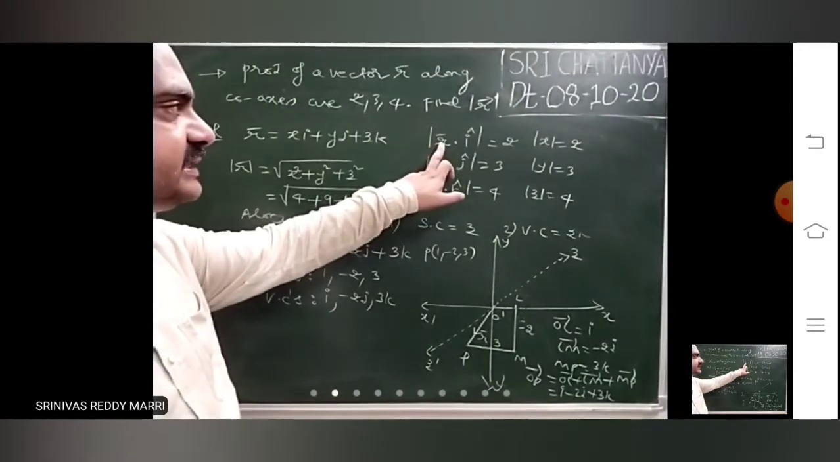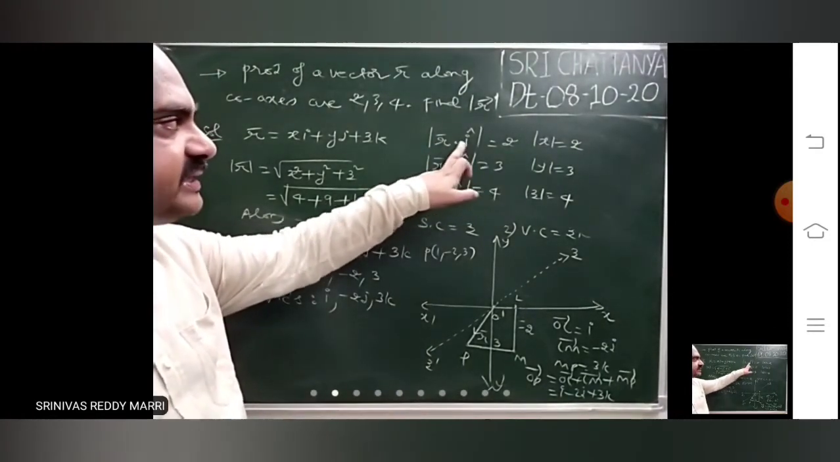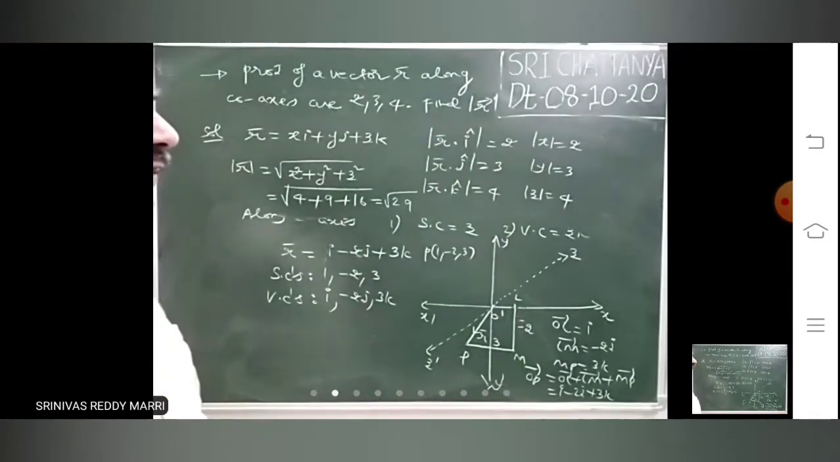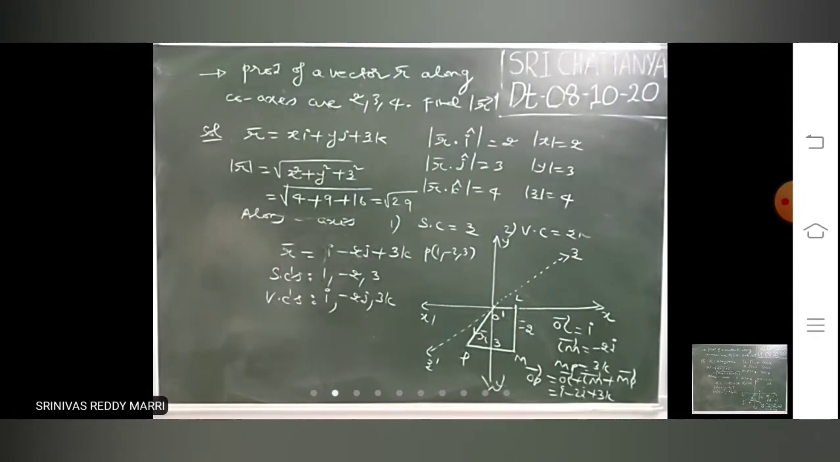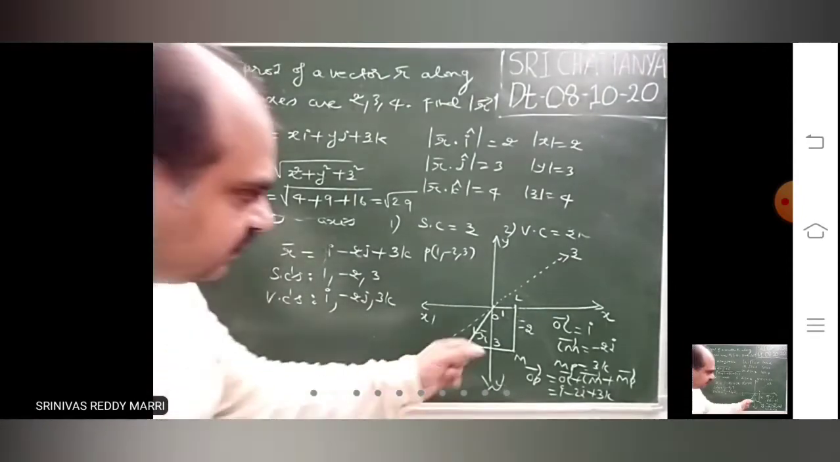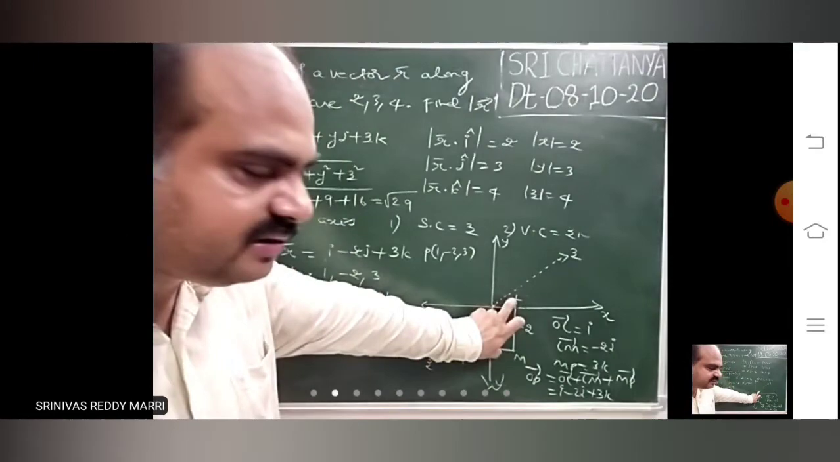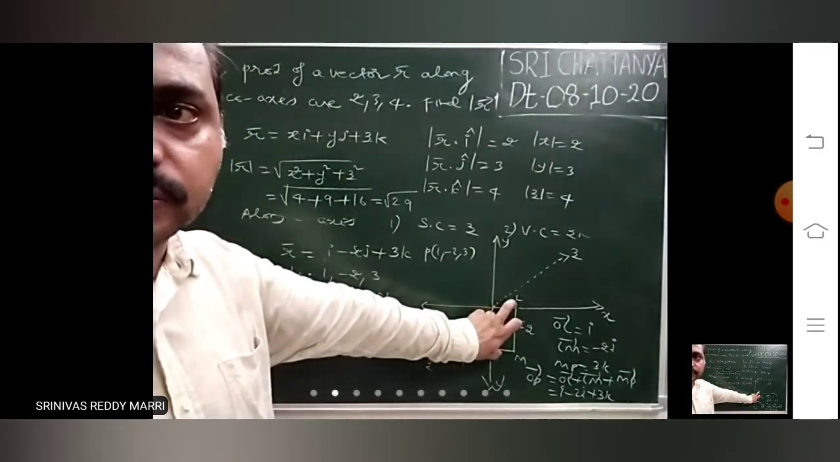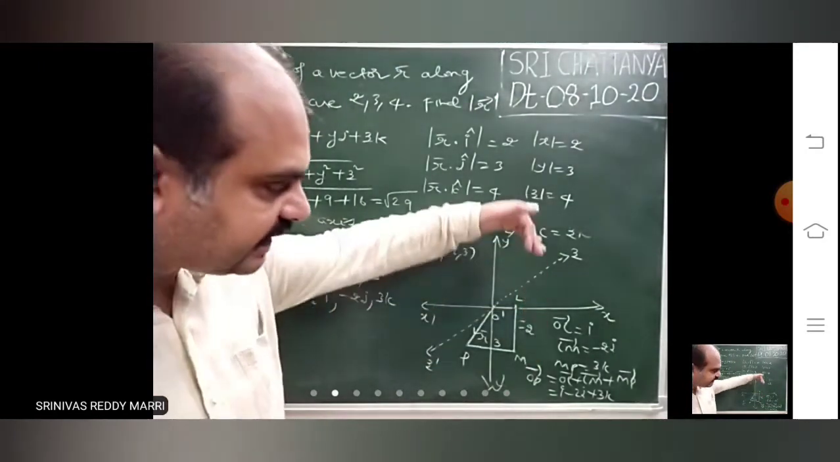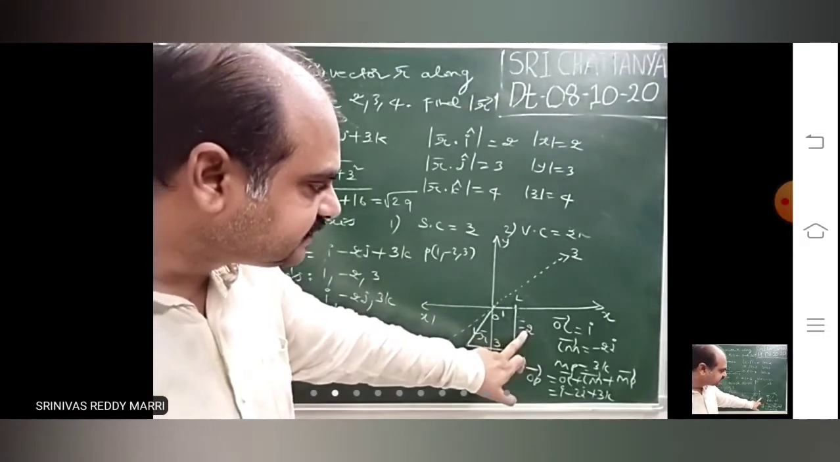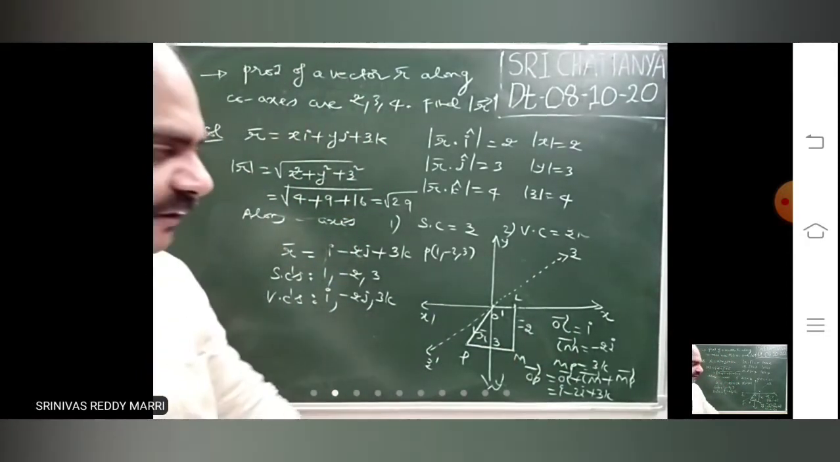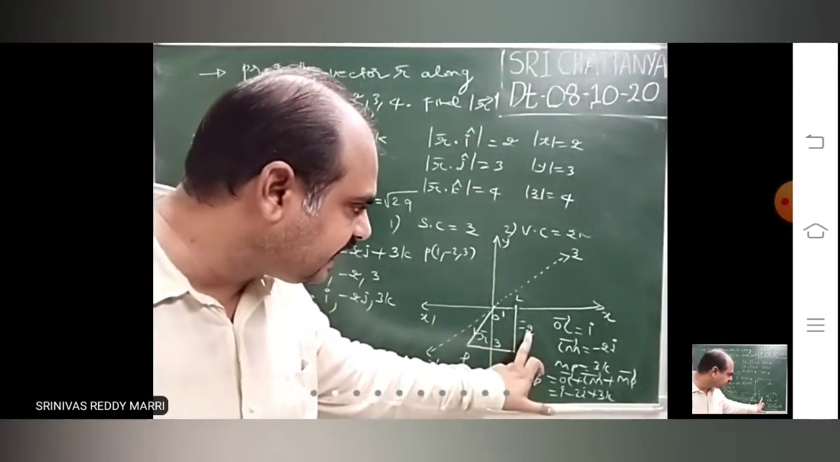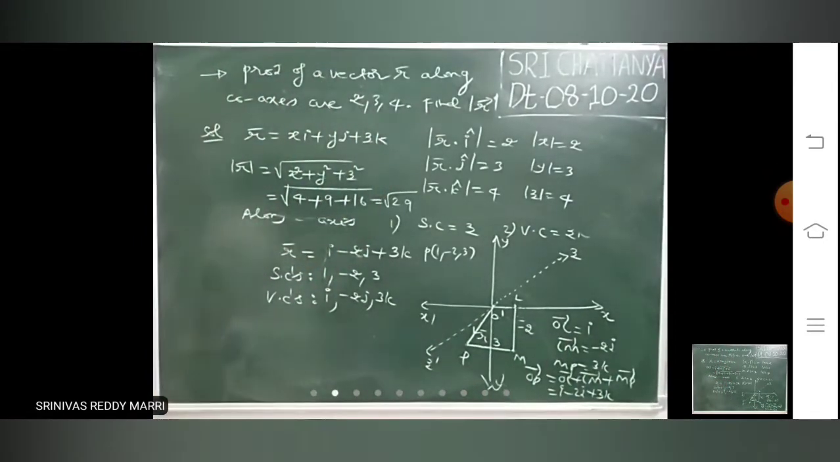Scalar component means just write r bar dot i cap. Projection means modulus of r bar dot i cap. Projection means length. Look at this length. You cannot write LM as minus 2. Length is 2 only. But for the scalar component, you will write this minus 2. After that, if you want to write the vector, you must write that scalar component into j.